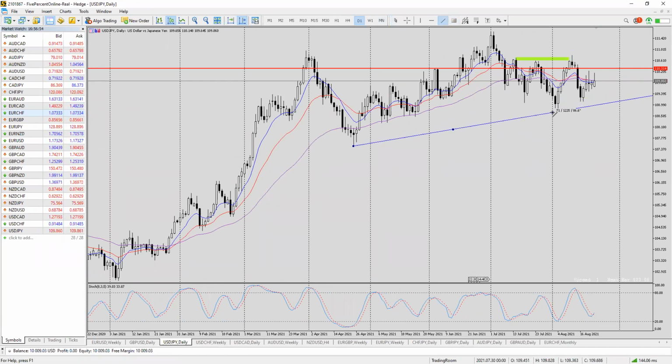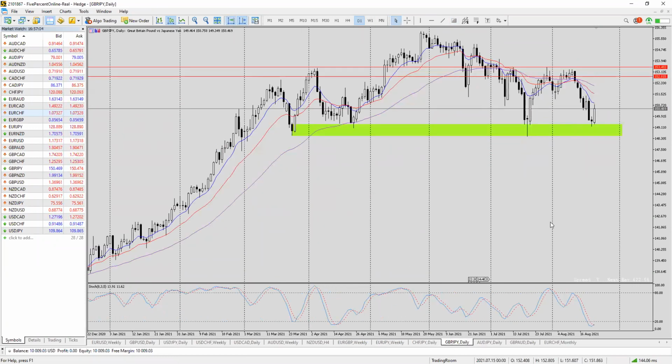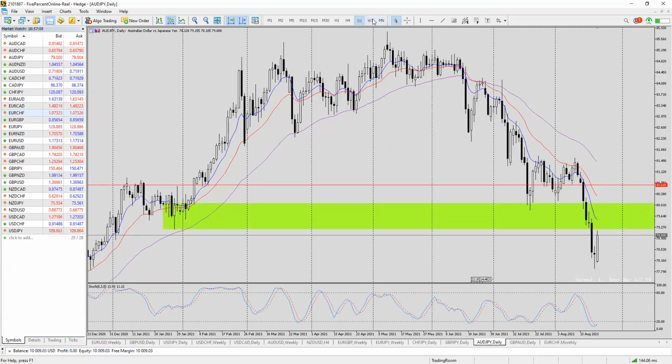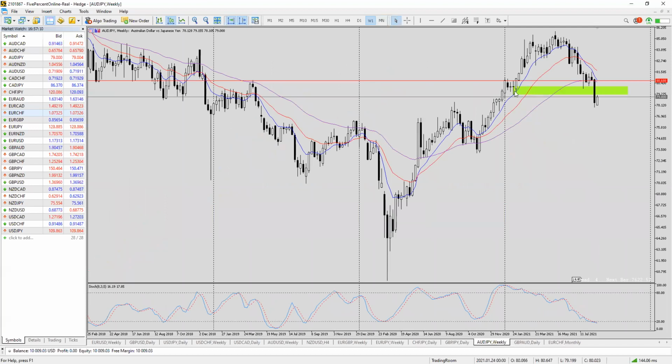But again, the trend is not very clear. I mean, I'm not sure even that this trend line is the best trend line I can draw. But these pairs, euro yen, pound yen, look at the Aussie yen. It has already broken below the support, the demand zone, and looks like all the yen pairs are headed lower.